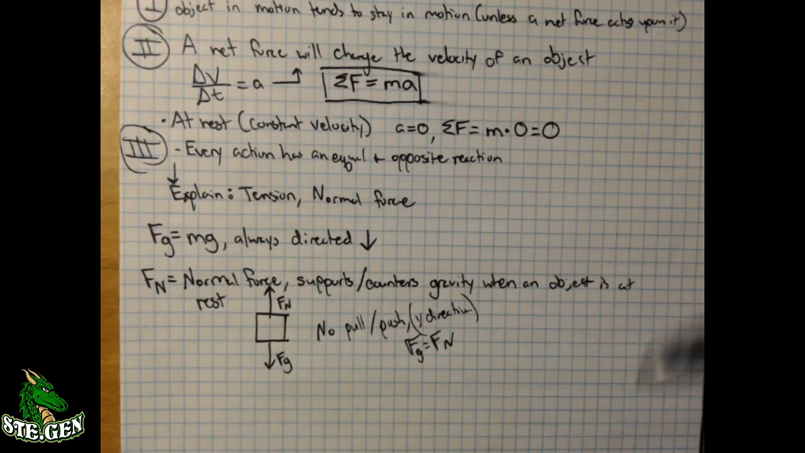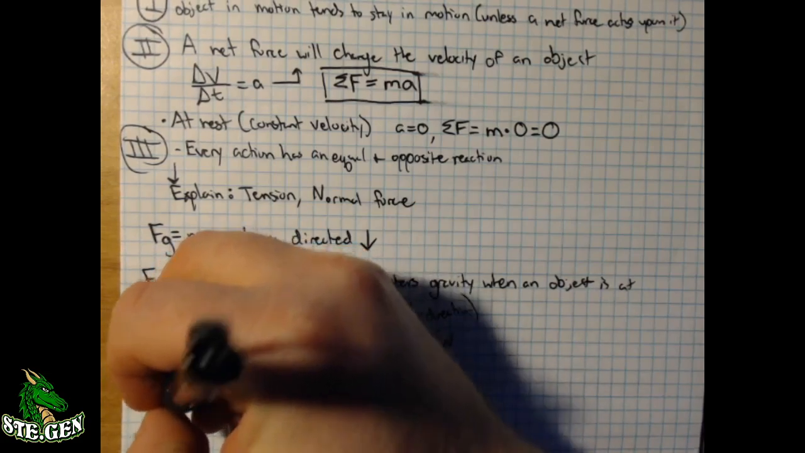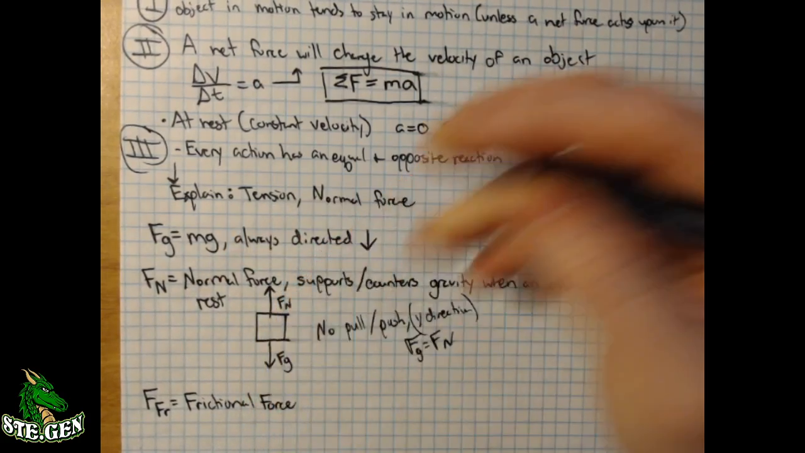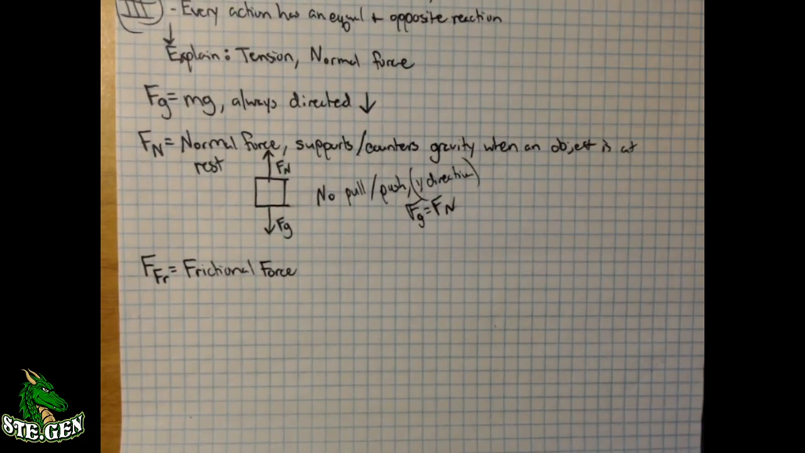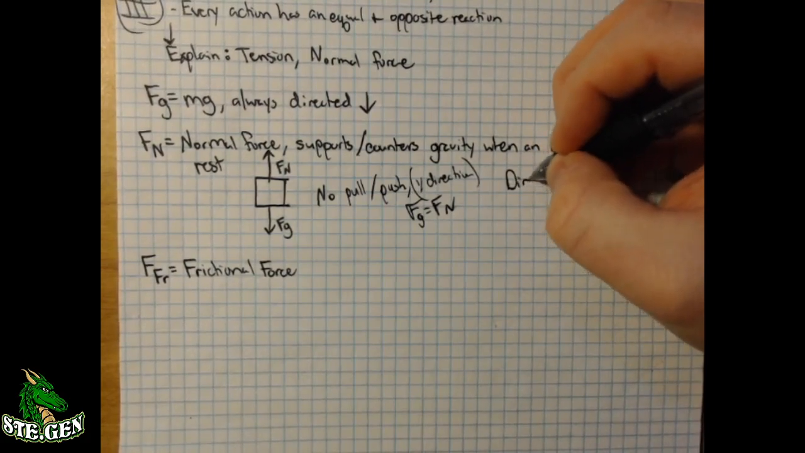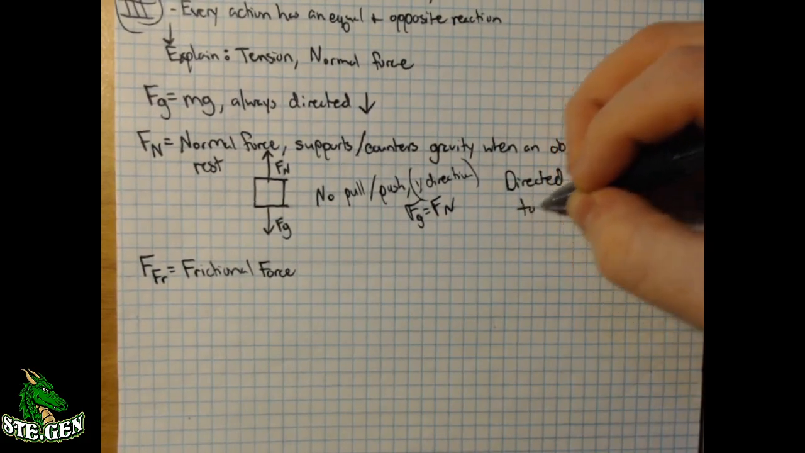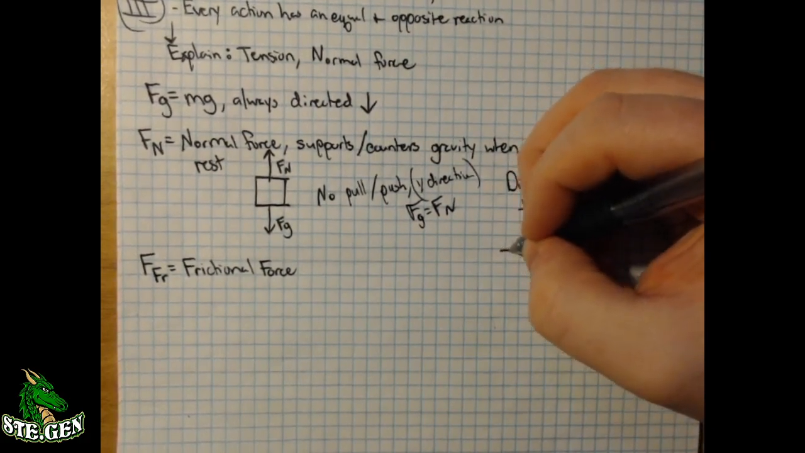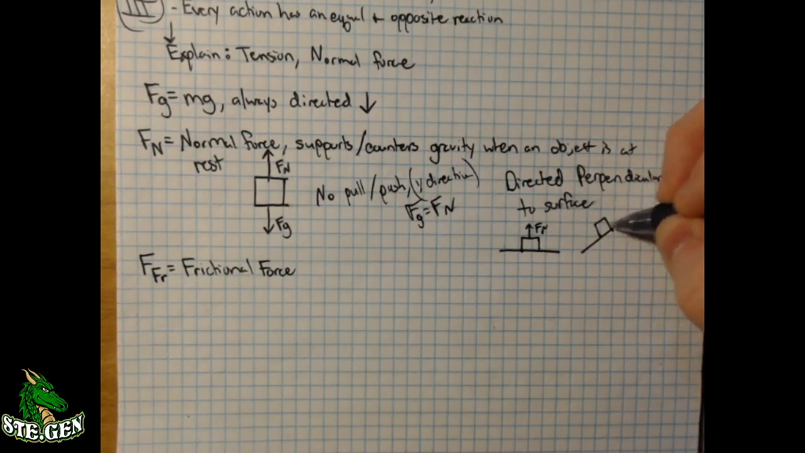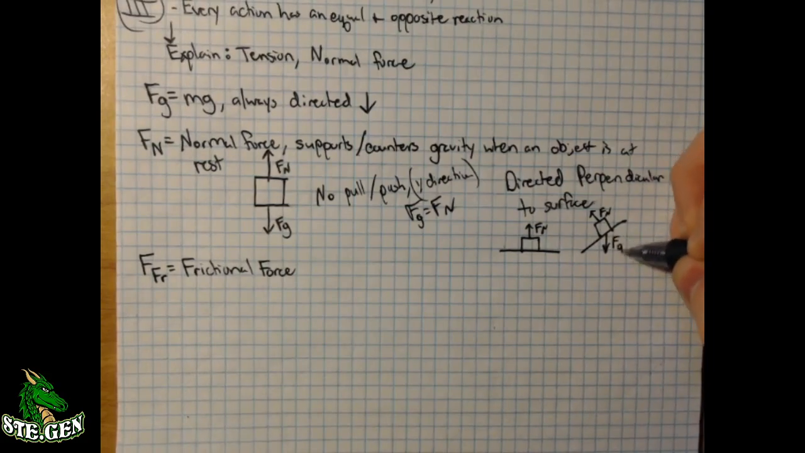Now, normal force also connects to a different type of force that we have, which is the frictional force. And specifically, normal force always is directed perpendicular to the surface. So in a box that's resting on the ground, normal force goes up. If it's on a slope, though, normal force is at an angle, while gravity is still going to point downwards.